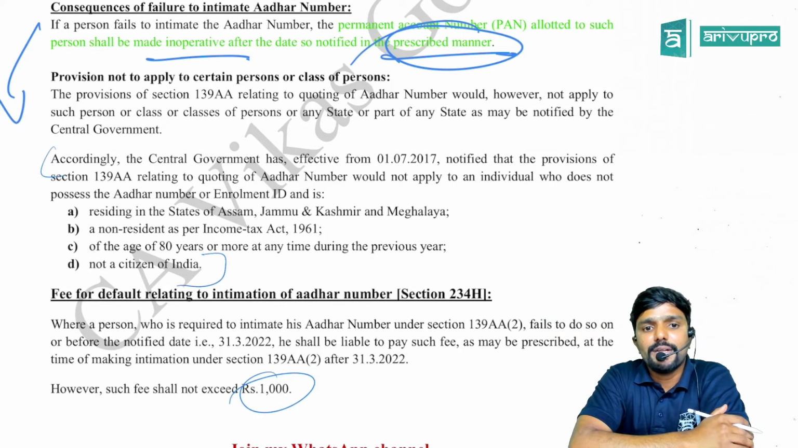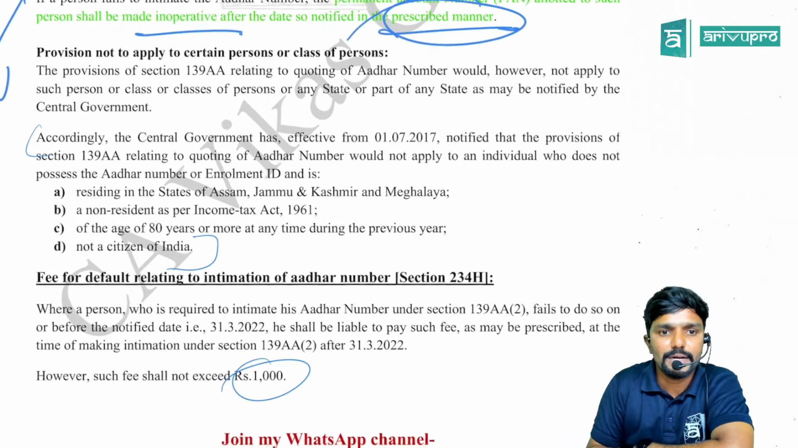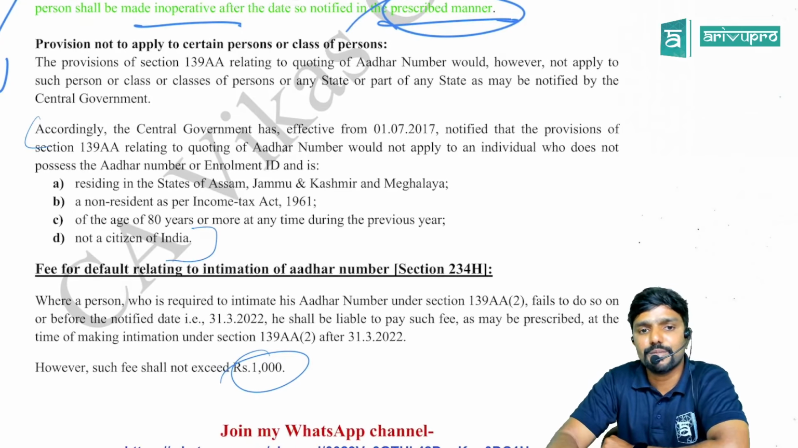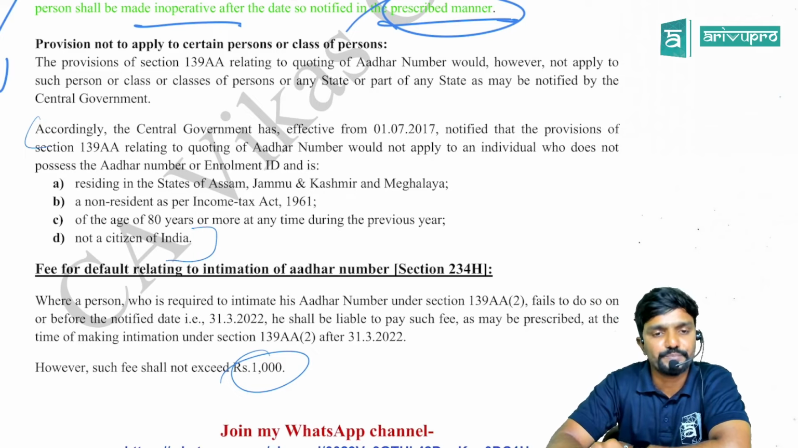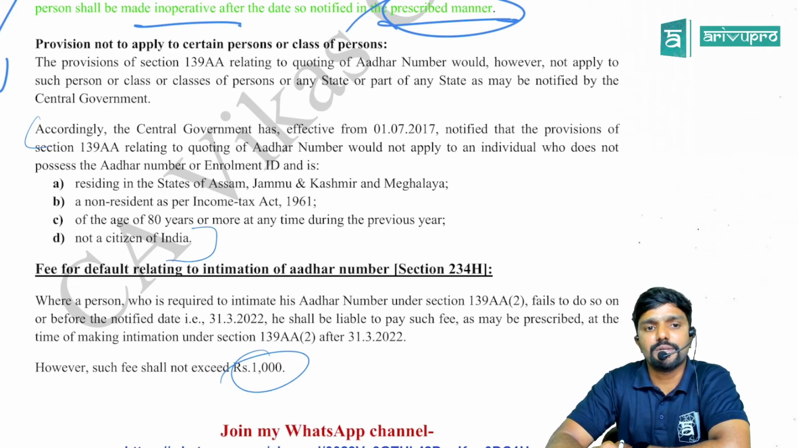The central government, effective from 1st July 2017, notified that the provisions of section 139AA relating to quoting of Aadhaar number would not apply to an individual who does not possess the Aadhaar number or enrollment ID, and is, means they don't have Aadhaar, and is residing in the states of Assam, Jammu Kashmir and Meghalaya, a non-resident as per Income Tax Act 1961, or is of age 80 years or more at any time during the previous year. That means your previous year. And is not a citizen of India.